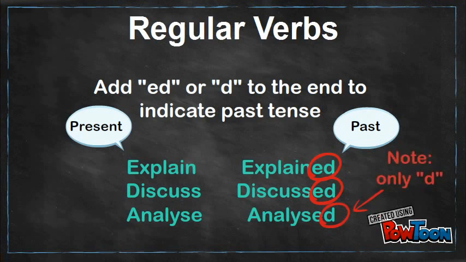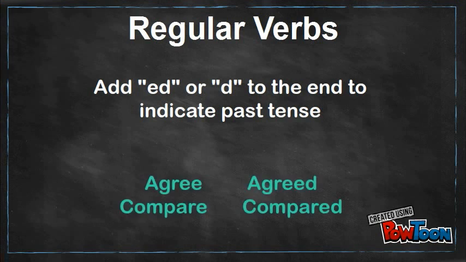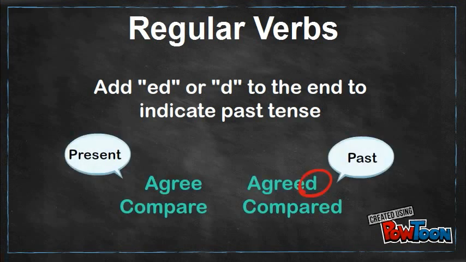If a regular verb ends in the letter E, you only need to add the letter D to indicate past tense. Some examples of this are agree that becomes agreed, and compare that becomes compared.